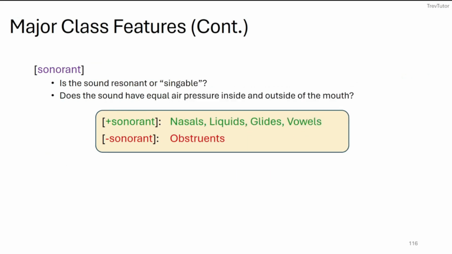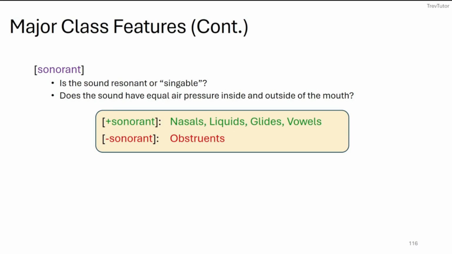The last one is sonorant. And there's two ways you can think about this. In an intro textbook, a lot of the time you'll be given this mnemonic, which is, is the sound singable? So you can hum nasals, you can hold liquids, you can kind of sing glides, and you can definitely sing vowels. While obstruents, your stops, fricatives, and affricates can't be sung, it can't be held.